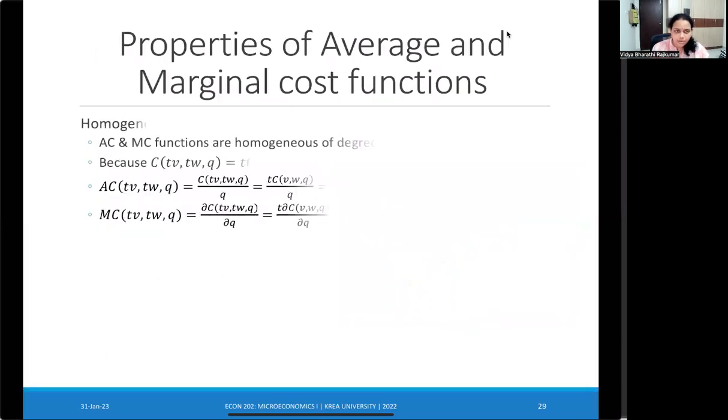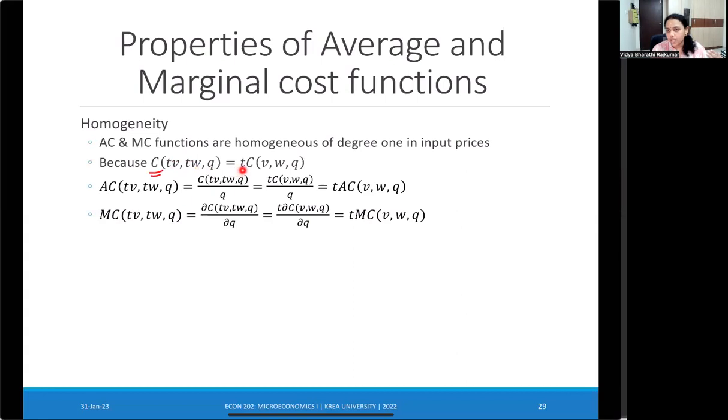So a couple more properties and then we'll get into the next topic. This is again very mathematical, but it's fairly straightforward to follow. We know that cost functions are homogeneous of degree 1 in input prices, and that property carries over to the AC and MC functions also. So when you have cost functions which are homogeneous in input prices, then if my input prices go up by a factor of t, my overall costs will also change by the same factor t.